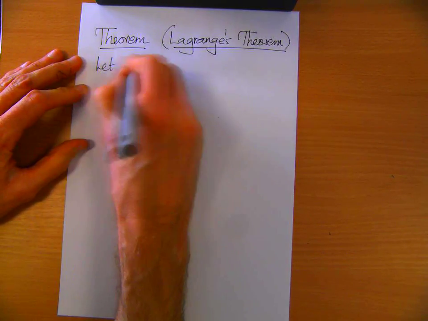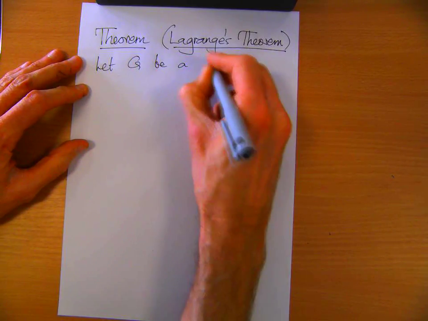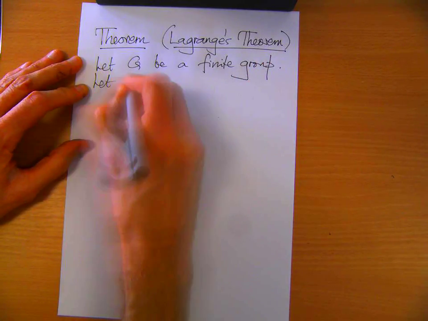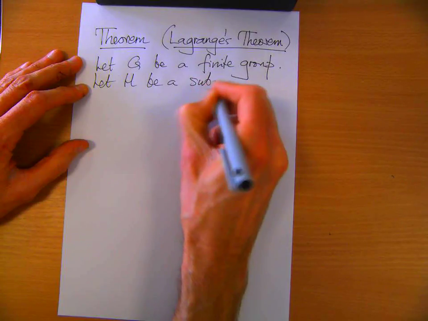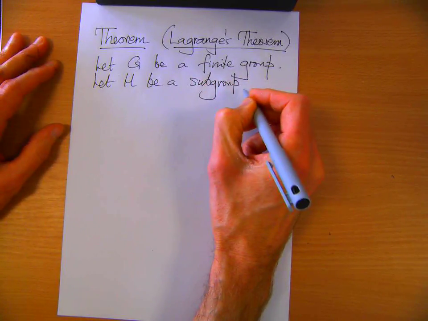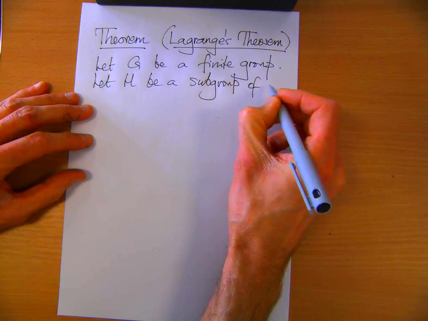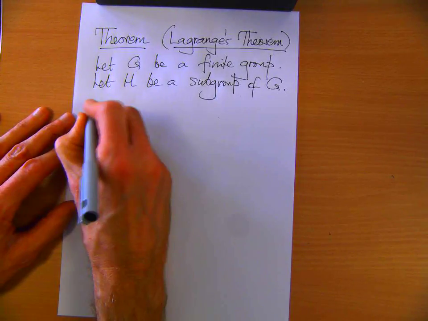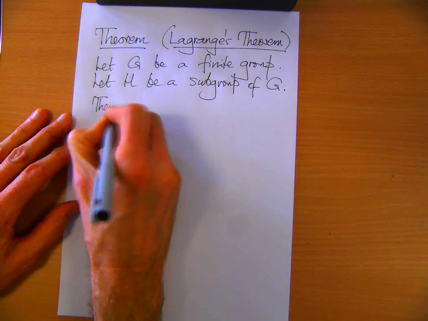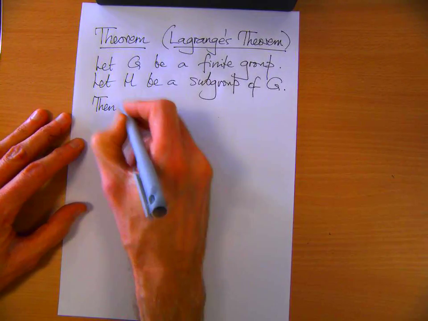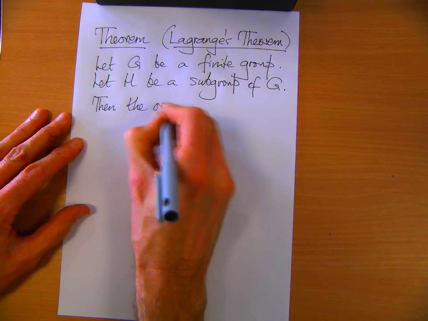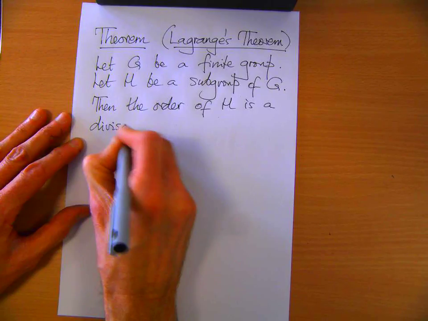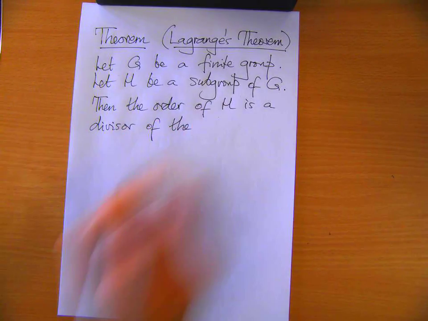So, hypotheses. Well, let G be a group, but this time a finite group. And let H be a subgroup of G. So the same hypotheses that we've been dealing with all morning, but we want a finite group this time. And the conclusion is that the order of H is a divisor of the order of G. So this is our bar of chocolate picture.